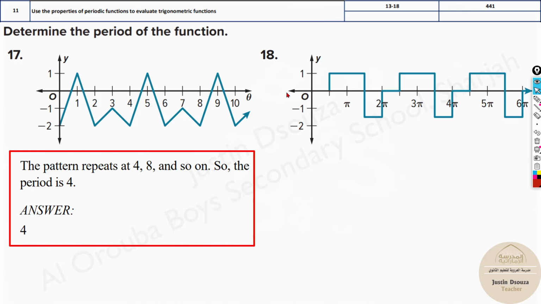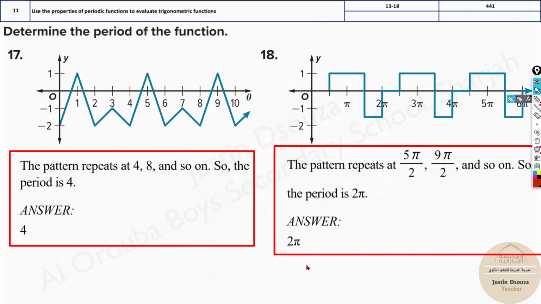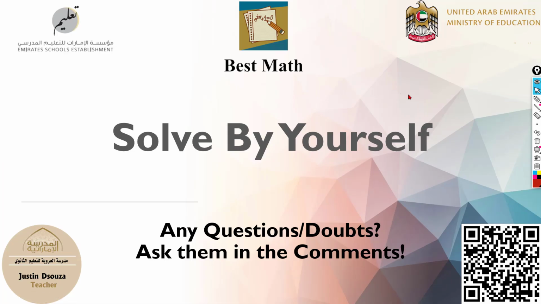Period is 4. What is this axis? Theta axis is just given as 4, nothing else. Here they have clearly mentioned it's pi, so we have to say 2 pi. That's all in this topic. Again, another easy one. If you have any questions or doubts, please post them in the comments.